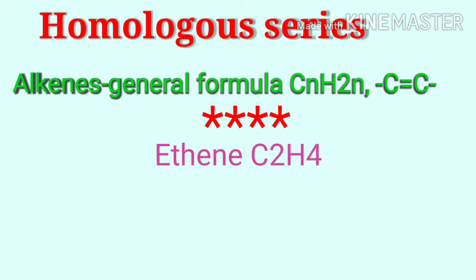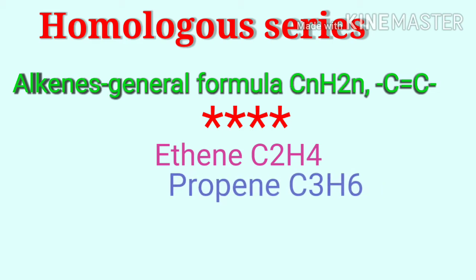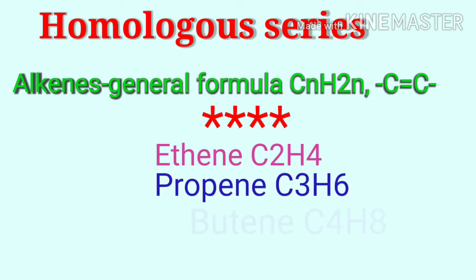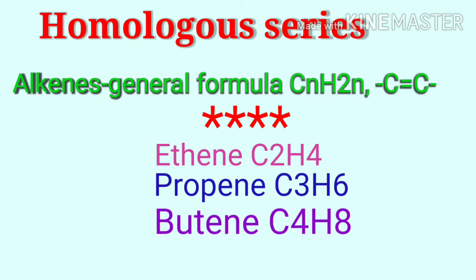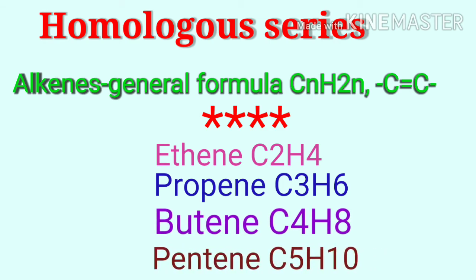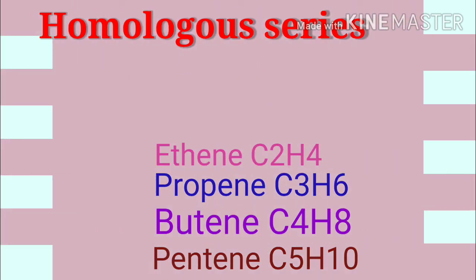Next member with n is equals to 3, that is propene, and the formula is C3H6. n is equals to 4 will give us butene C4H8. n is equals to 5 will give us pentene C5H10.